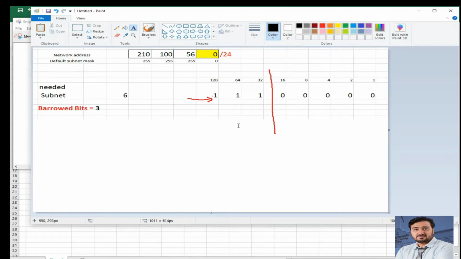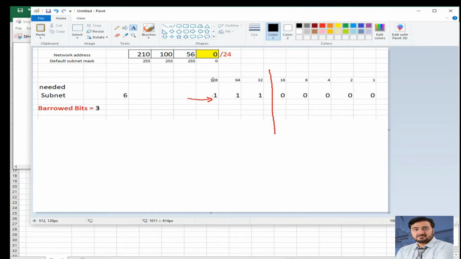If you are going to find the needed subnets, the number of subnets, then you always start from here. Don't start from here. This is the host. If you need to find the host, then start here. I will tell you later on. For the host we will discuss later. So I draw a line here. Why I draw the line, I will tell you later. So we borrowed 3 bits.